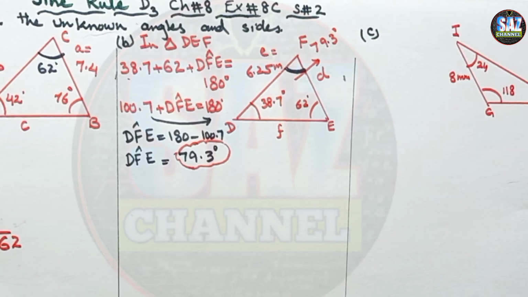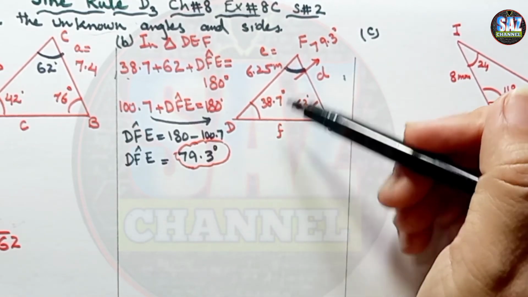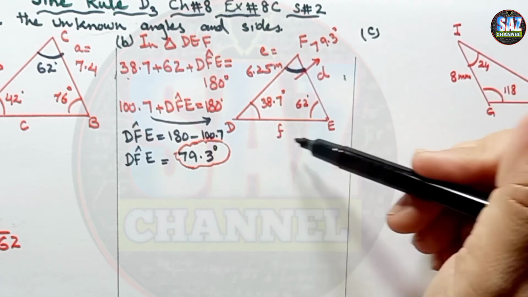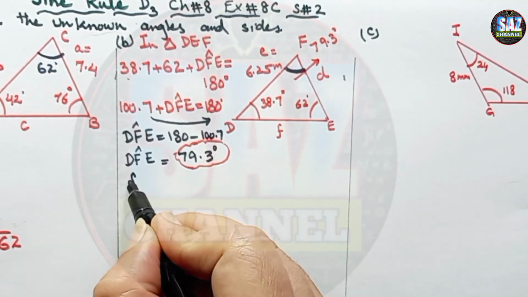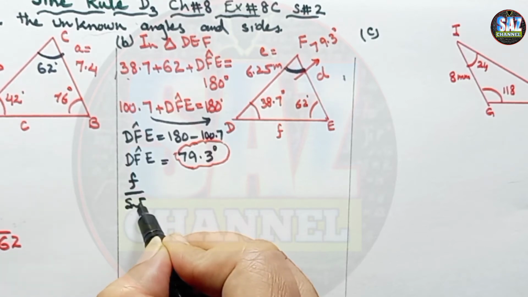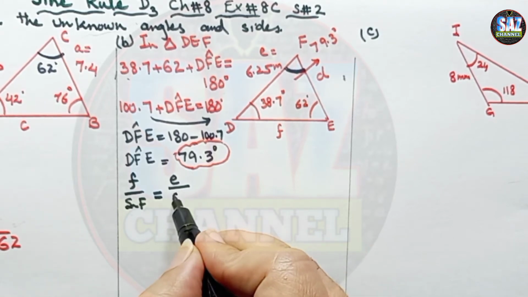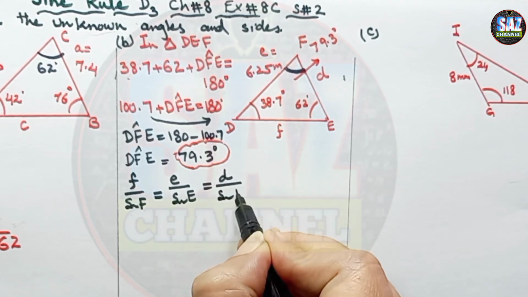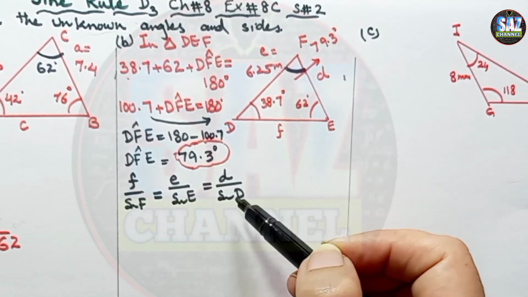79.3. Now the second requirement is that we have to find the unknown lengths. According to the sine law, make the changes according to the need of the question. Here we do not have the triangle ABC; here we have the triangle with vertices DEF. So we have to involve the actual vertices here: F upon sine of F equals E upon sine of E, and then D upon sine of D. After writing the sine law, we have to replace the values carefully.